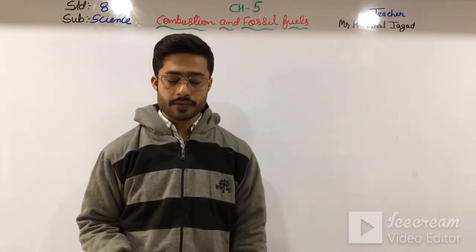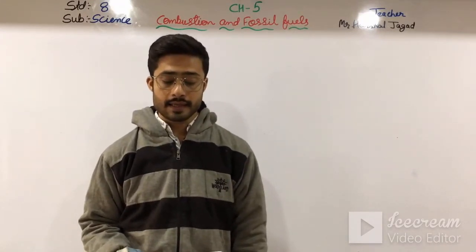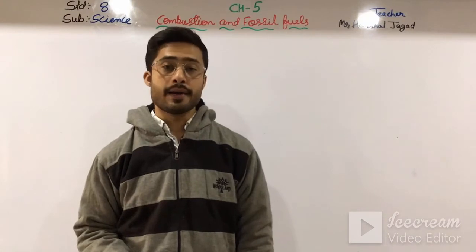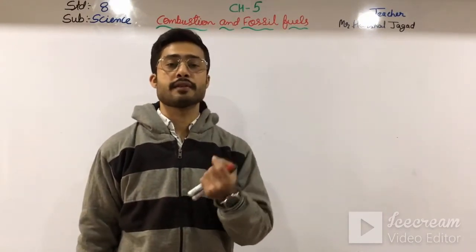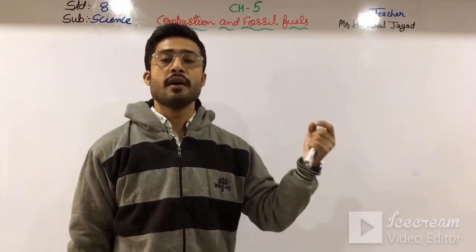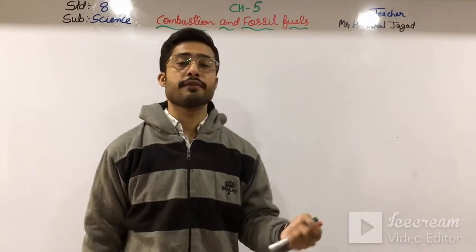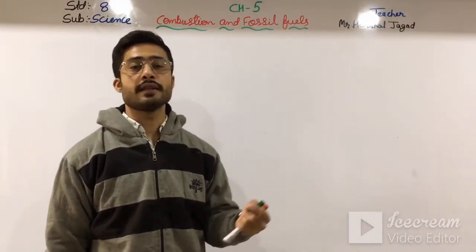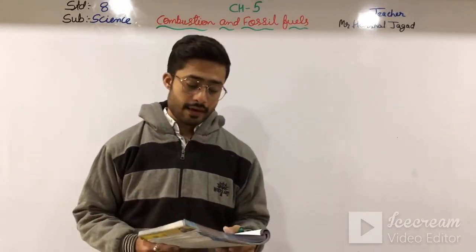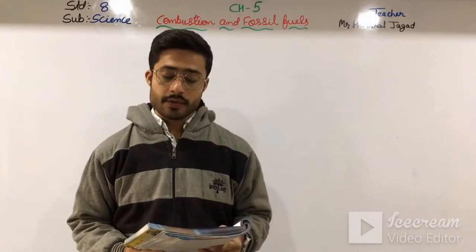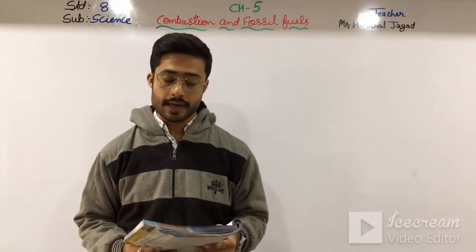So the blue flame is produced due to the sufficient supply of oxygen that leads to complete combustion of hydrocarbons. Means there is a sufficient supply of oxygen due to which the blue flame is there. And then the yellow flame occurs due to the insufficient supply of oxygen, which leads to incomplete combustion of hydrocarbons.